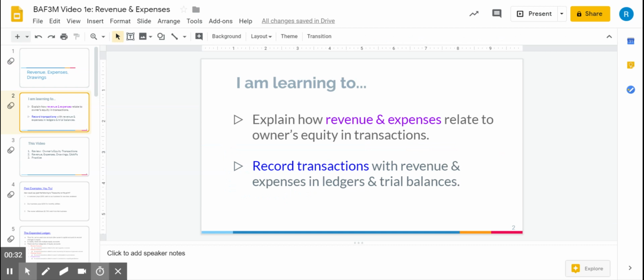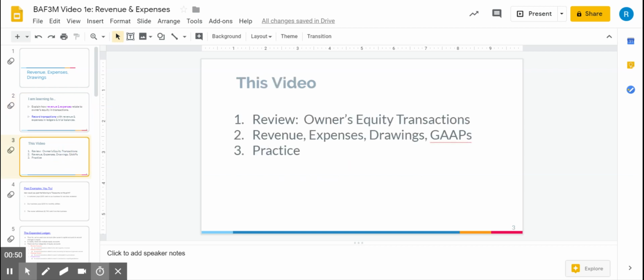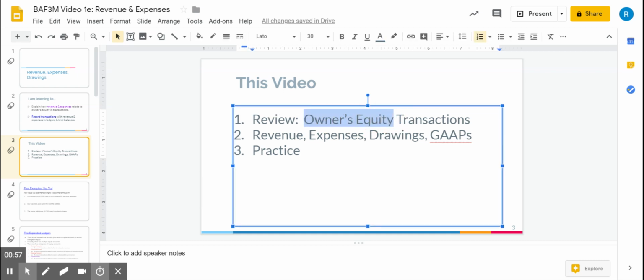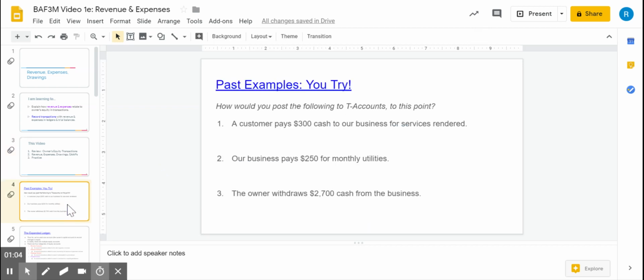I won't get into income statements or anything like that. So, learning goals. Number one, explain how revenue and expenses relate to owner's equity and transactions. Number two, you're going to practice recording some transactions where revenue, expenses, and drawings are in the ledgers, and I'll show you what an updated trial balance will look like. If you feel good right now about the ledgers, then I think you're going to feel pretty good about this one. In this video, I'm going to do a quick review at the beginning of what we have been doing for owner's equity related transactions. Number two, we're going to go over what revenue, expenses, and drawings are in the middle. Number three, we'll do some practice at the end.